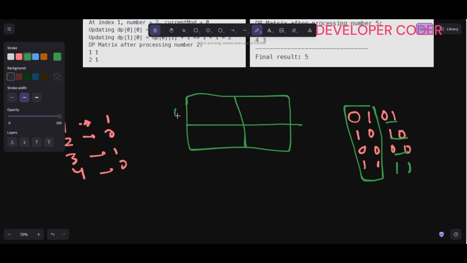How many times have I seen the pattern 0 0 in the start? 0 times. 0 1, how many times? 0 times. 1 0, 0 times. 1 1, 0 times. Initially this is a setup. Let's say these are i's values, i0 i1, and here j0 j1.